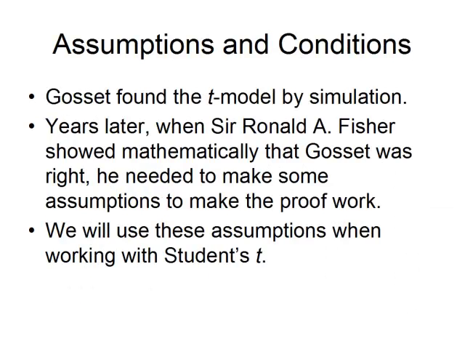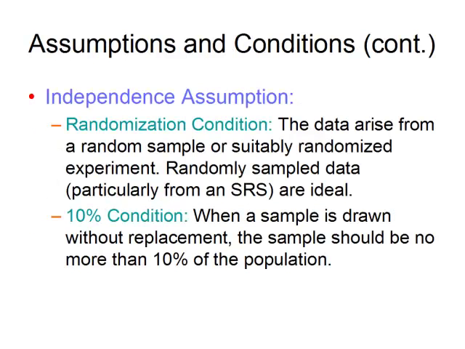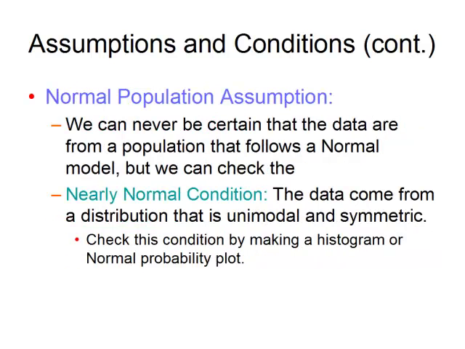Gossett found the T model by simulation. Years later, when Sir Ronald A. Fisher showed mathematically that Gossett was right, he needed to make some assumptions to make the proof work. We will use these assumptions when working with Student's T. Randomization. The data arise from a random sample or suitably randomized experiment. Randomly sampled data, particularly from an SRS, are ideal. When a sample is drawn without replacement, the sample should be no more than 10% of the population.